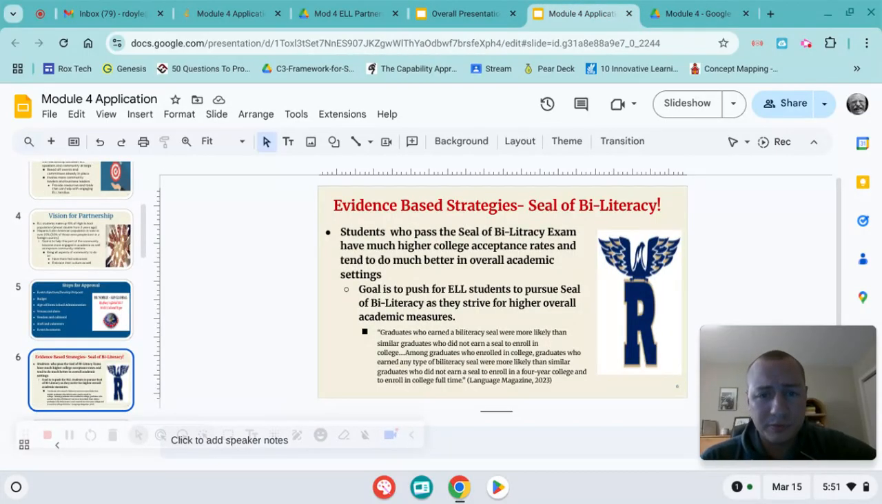Some evidence-based strategies we're going to highlight too is the Seal of Biliteracy test. It has been proven that students that are biliterate and they've taken the test and passed, they are more likely to attend college. They are more likely to do well in academia. So the goal is to get these students who probably already speak one language fluently enough, get them to speak English as well. That way they are multi-language, and it is beneficial for the long run for them.